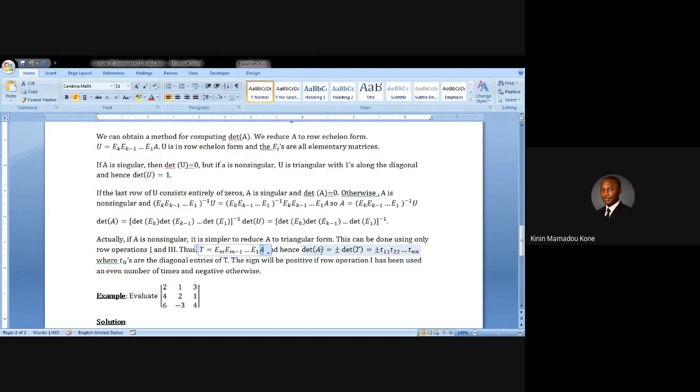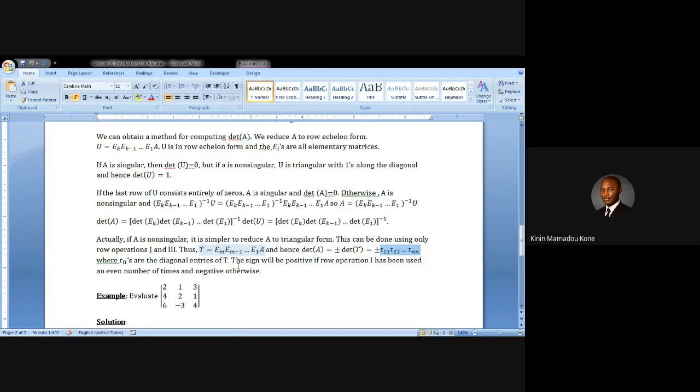Hence, the determinant of A is going to be equal to plus or minus the determinant of the matrix T, which is formed by a set of row operations. So it's plus or minus the determinant of T, which is plus or minus T sub 1,1, T sub 2,2, all the way to T sub nn. So this is the product of the diagonal entries.